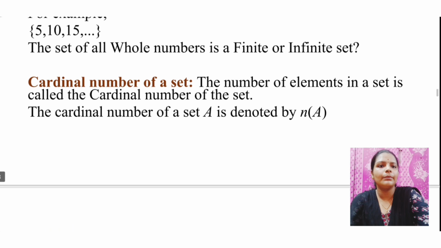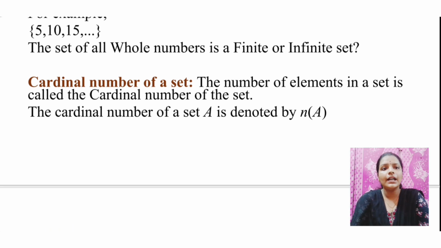Next, cardinal number of a set. The number of elements in a set is called the cardinal number of the set. The cardinal number of a set A is denoted by small n of A. A is the set mentioned here. If they give you the set B, you have to put B in the place of A. For example, if in the set A we have 1, 2, 3, 4, 5, it means we have 5 elements in the set. So n of A equal to 5.